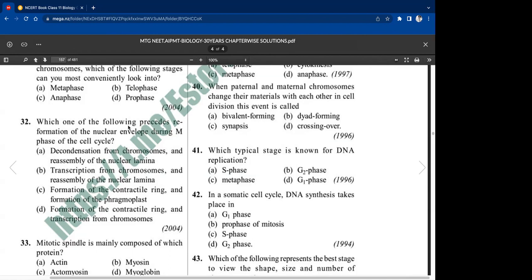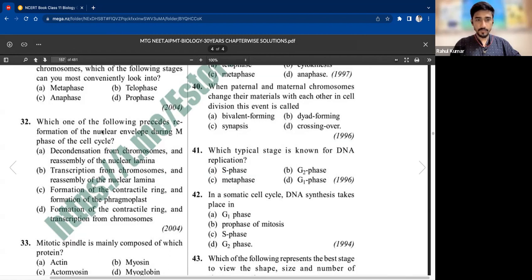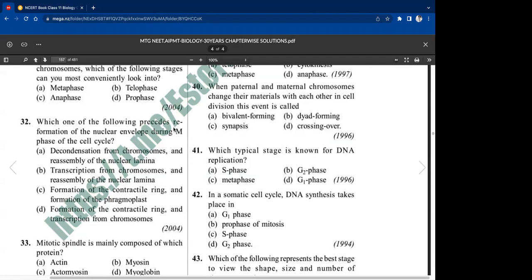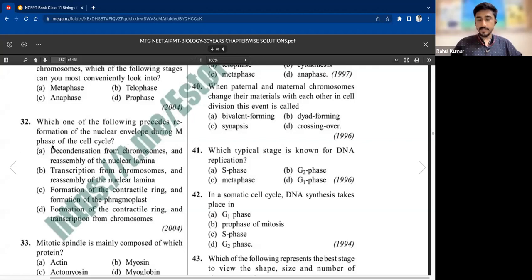Pay attention. Can you see my cursor? Can you see this cursor if I'm moving this? Yes. So this reformation of the nuclear envelope during M phase happens in telophase. What happens just before telophase? Which phase comes just before telophase?